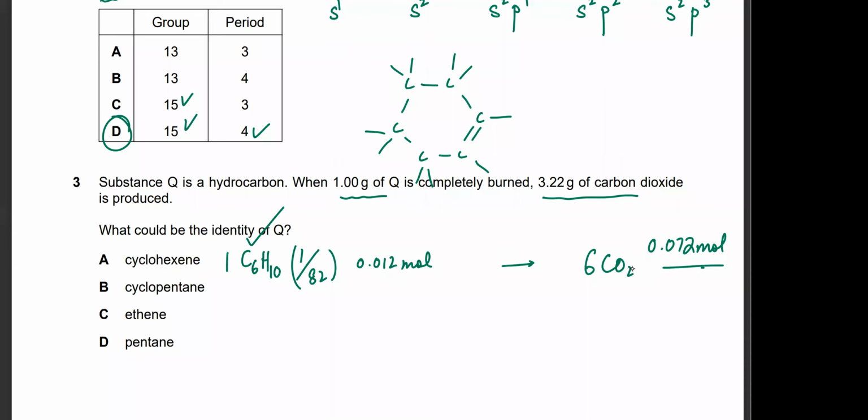0.0732. So is 3.22 grams the same thing? Get the moles in 3.22 grams. That's 3.22 mass divided by the MR of carbon dioxide, which is 44. So how many moles is that?